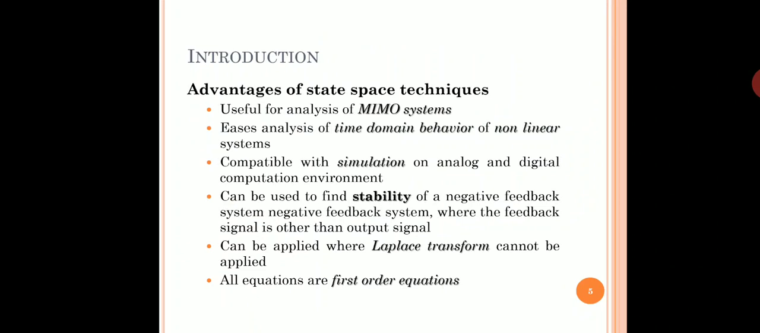And there are some applications where the Laplace transform cannot be applied. Classical control theory is basically useful when the system is represented by a transfer function, which is in the S domain, that is, the Laplace domain. Suppose we have a system which cannot be expressed in the Laplace domain, then we have to use the state space technique. One more very useful advantage is that all the equations in the state space technique are first order, so it is very easy to analyze. In classical control theory we had higher order systems as well, but in this case all are first order systems.